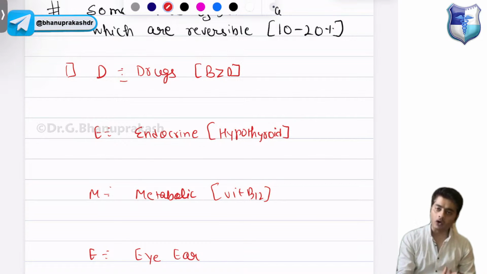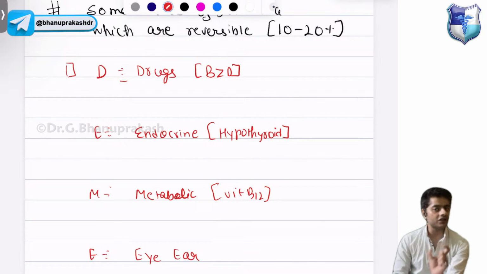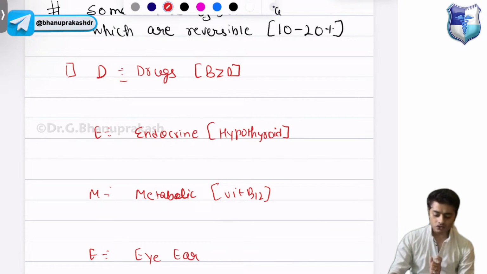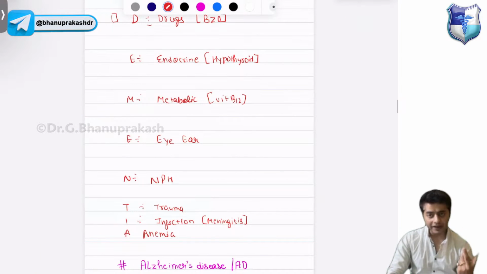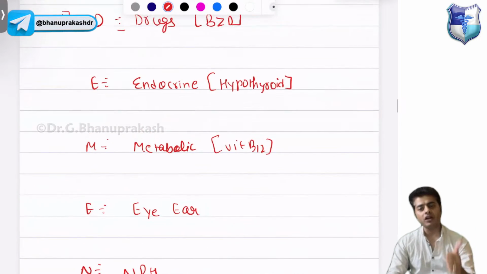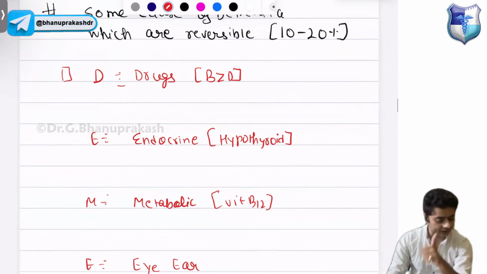So from now onward, if there is a patient of dementia, a patient of memory loss, first you will rule out any reversible cause, because you can correct the reversible cause, and there are always 10 to 20% of persons who have these reversible causes. So you first look at the mnemonic DEMENTIA: D for drugs, E for endocrine, M for metabolic, N for NPH, T for trauma, I for infection, A for anemia. First, always look for the reversible cause of dementia because you can correct them.